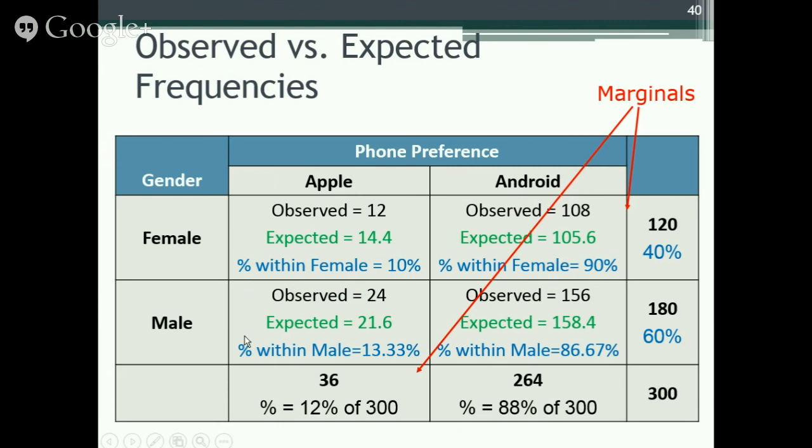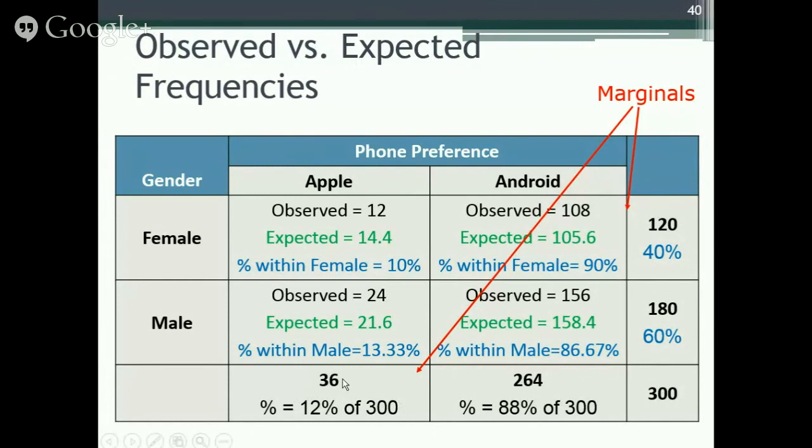13.33% of males liked Apple, right? 24 divided by 180. 156 divided by 180 is 86.67, right? So you can do a lot of different dividing, figuring out what the percentages are. SPSS will calculate this for us, but this is just an example of what it is. And what we call these outside the cells are the marginals. These are the margin cells, right? Okay.